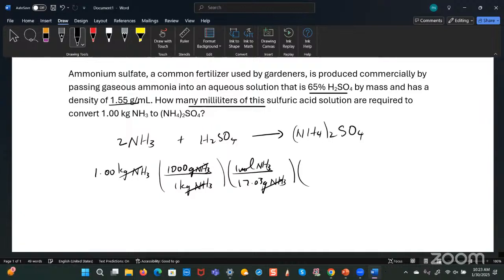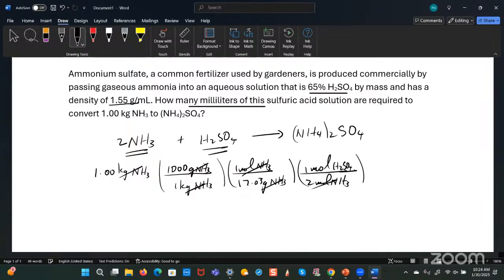The next conversion factor would be the mole ratio between the ammonia and the sulfuric acid. So that's a 2-to-1 ratio, right? So the way I represent that here is that I'll put 2 moles of ammonia down here as a denominator, I'm sorry, I'm mixing up the math terms, and 1 mole of sulfuric acid above as the numerator, all right?